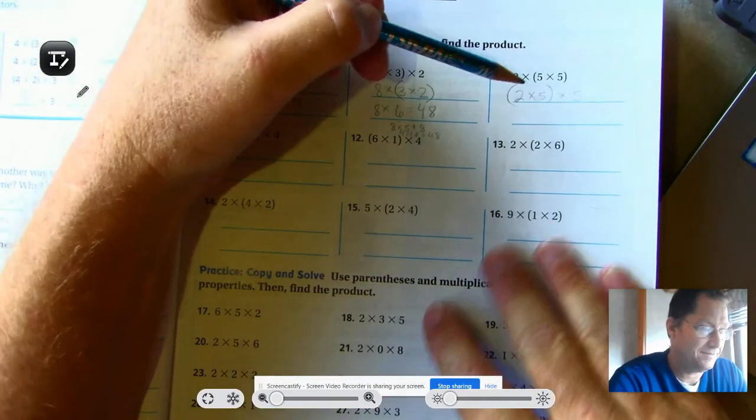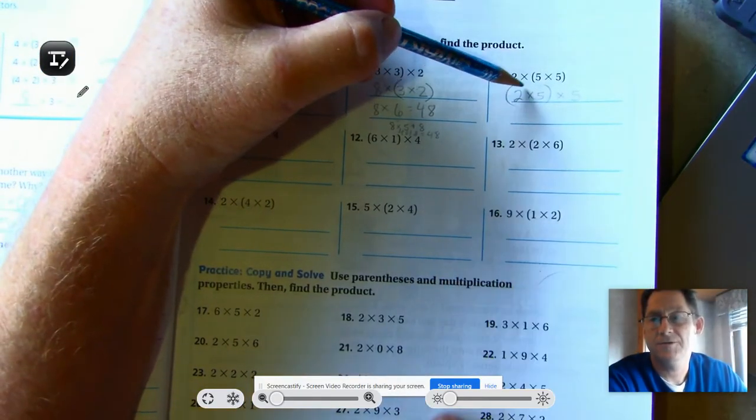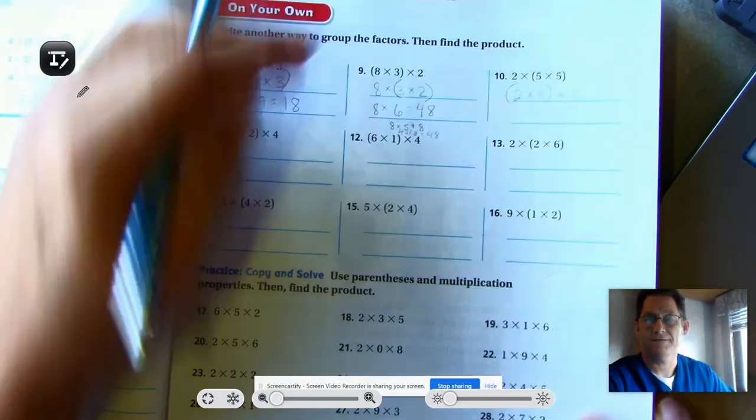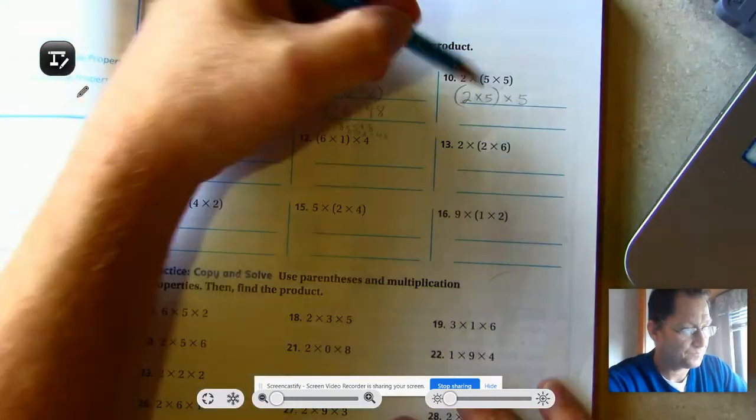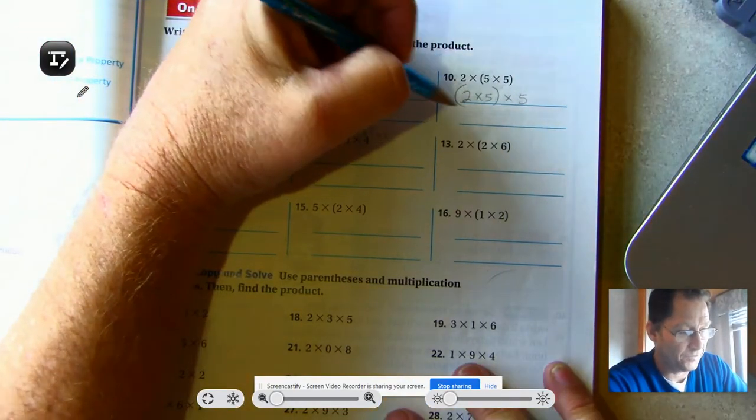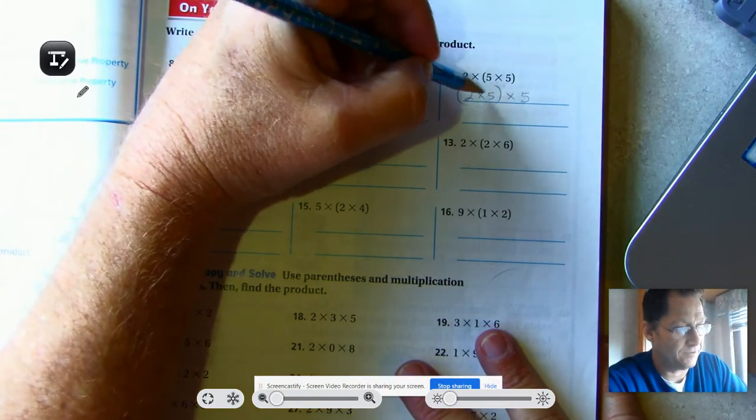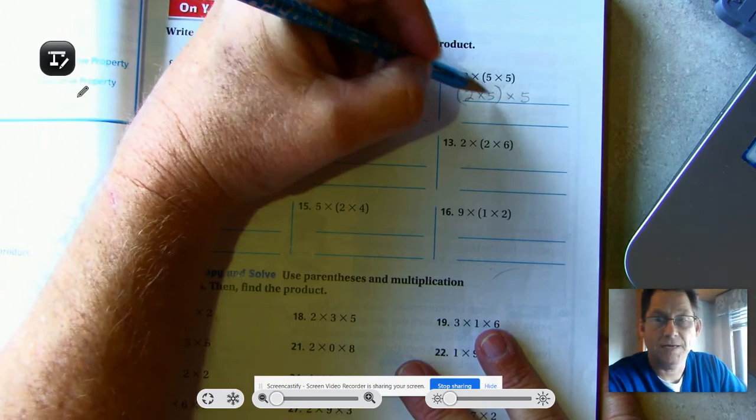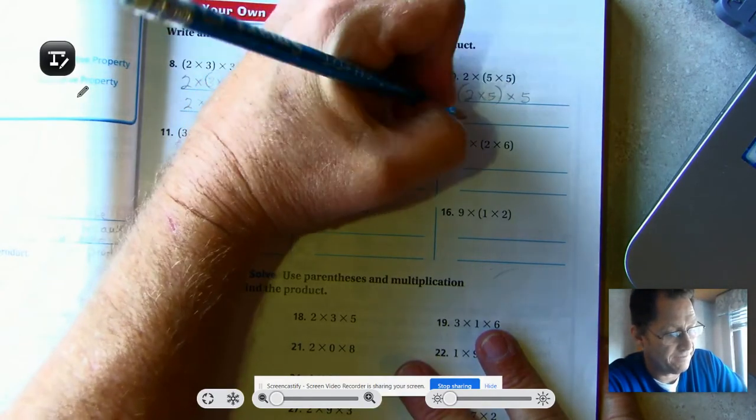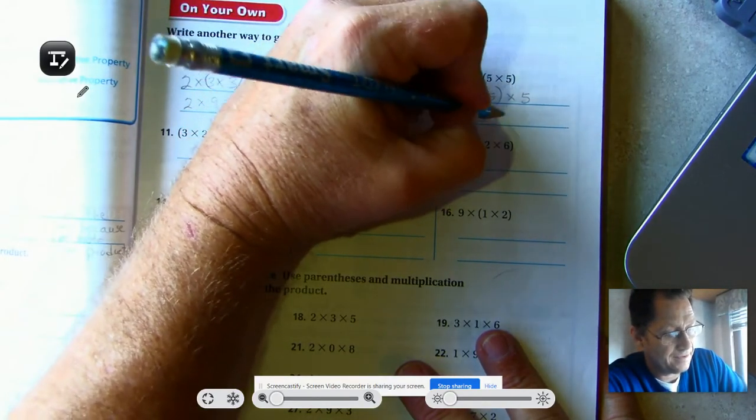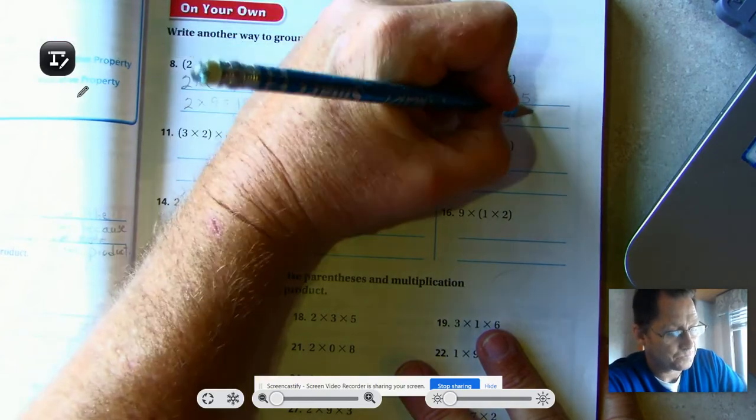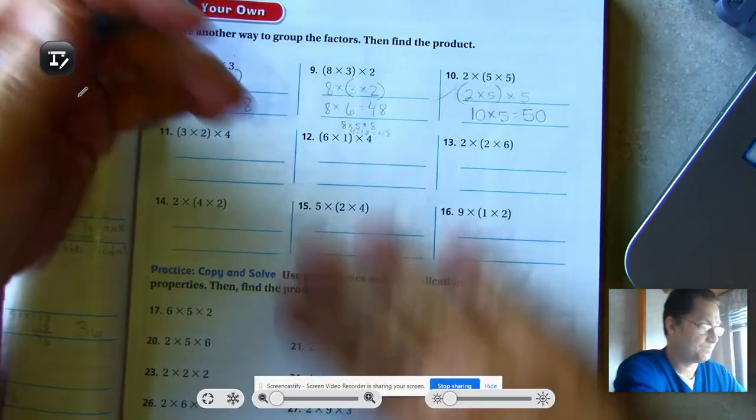Right, number 10, we rewrite the factors as 2 times 5 times 5. And so they're in the same order. We're just going to regroup them differently. Instead of grouping 5 times 5, let's group 2 times 5. And 2 sets of 5 is 10. And 10 times 5 is 50.